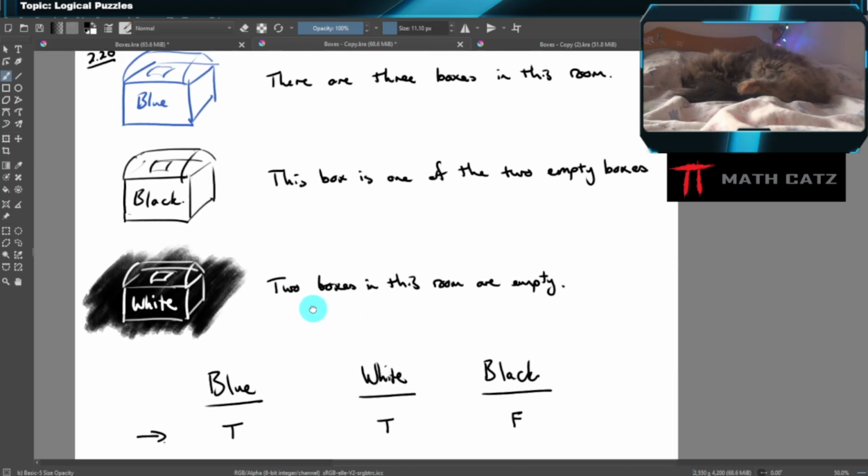Blue says, there are 3 boxes in this room. That is true. It's supposed to be true. That checks out. White says, white is this one, 2 boxes in this room are empty. Well, based on the setup of the problem, only 1 box has gems, so 2 boxes will always be empty. This is true. It's supposed to be true. Black is over here. Black says, this box is one of the 2 empty boxes. Well, in my scenario, that is a false statement. This box is not one of the 2 empty boxes, which means it has the gems.